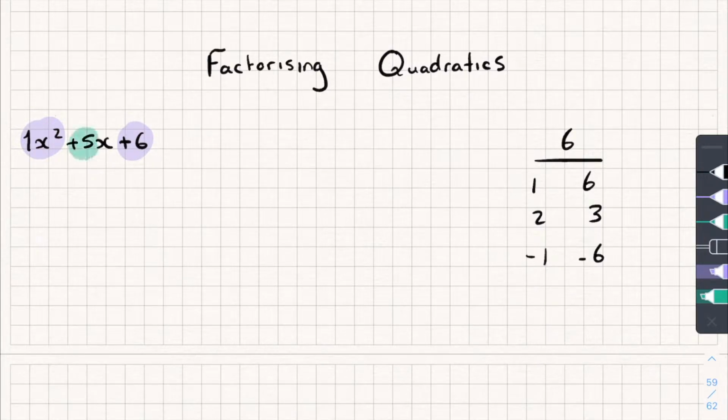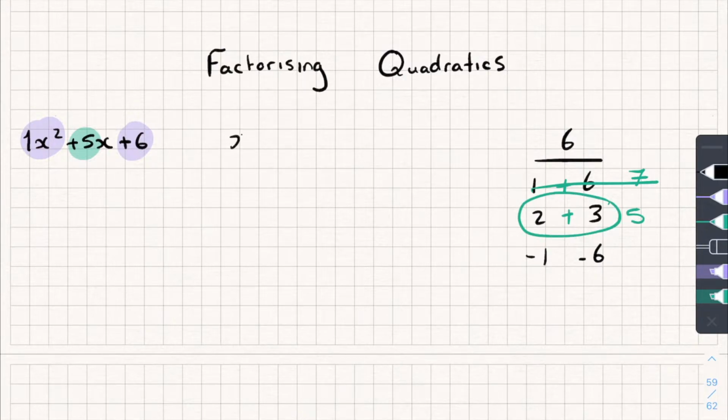And then we're going to look at the coefficient of x, this number in the middle. And you can see it's positive 5. What I'm going to do from here is look through my list of factors to find a pair that I can add together to give me positive 5. So 1 plus 6, well, that gives me 7, so it can't be that one. 2 plus 3, that gives me positive 5. So this is the pair of factors I'm interested in.